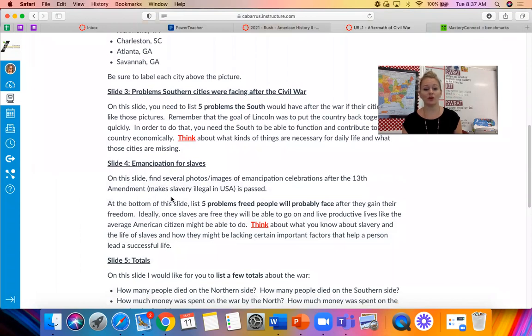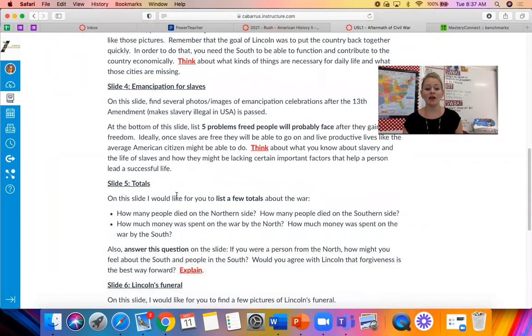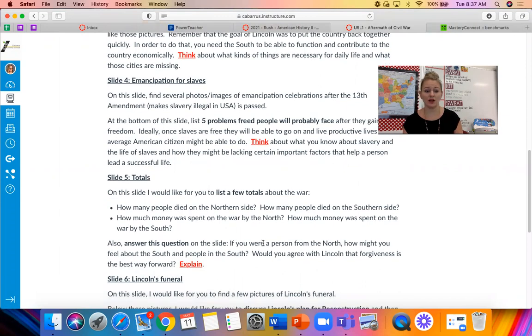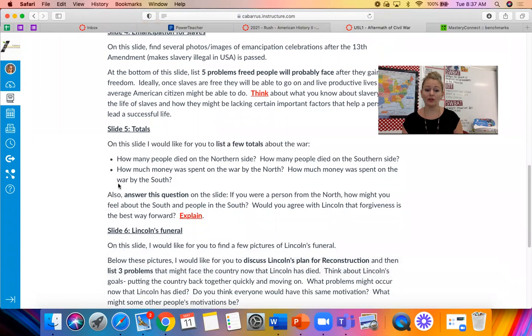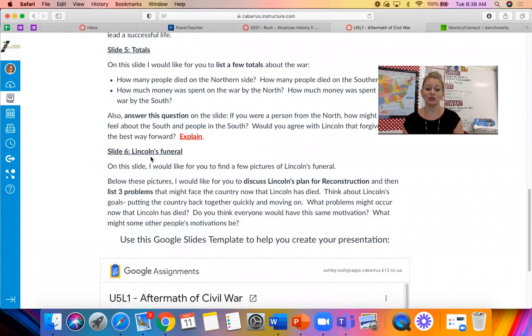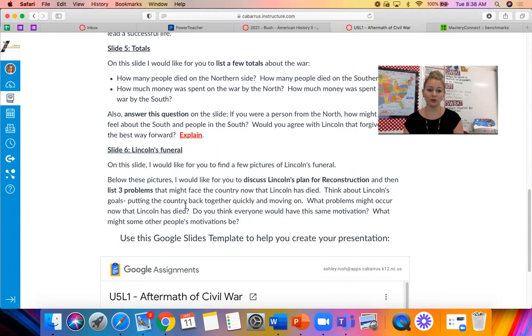Slide number 4 is going to focus on the emancipation for slaves. And slide number 5 is going to require you to do a little bit of research here and go find how many people died on each side during the war and how much money was spent on each side during the war. You will also answer the question on the slide that if you were a person from the North, how might you feel about the South and the people in the South? And would you agree with Lincoln actually giving forgiveness and saying, let's wipe the slate clean and just move forward? Slide number 6 is going to focus on Lincoln's funeral and some problems that would come afterwards.